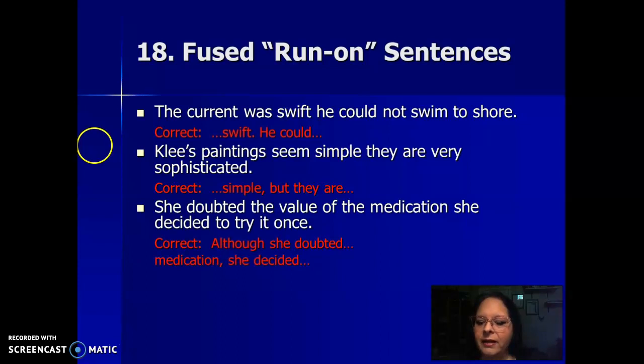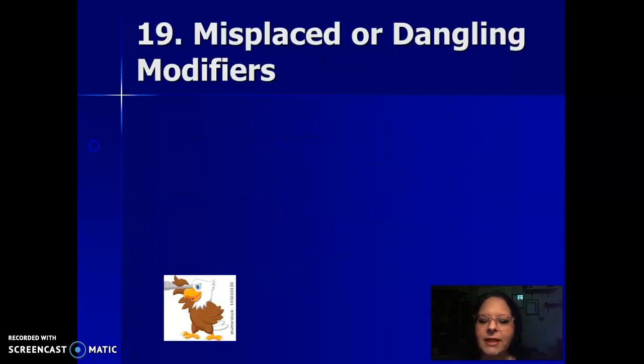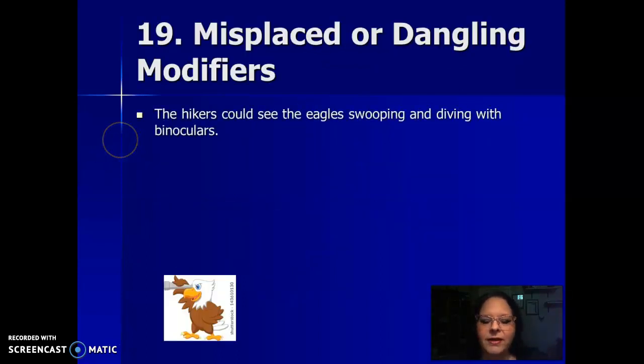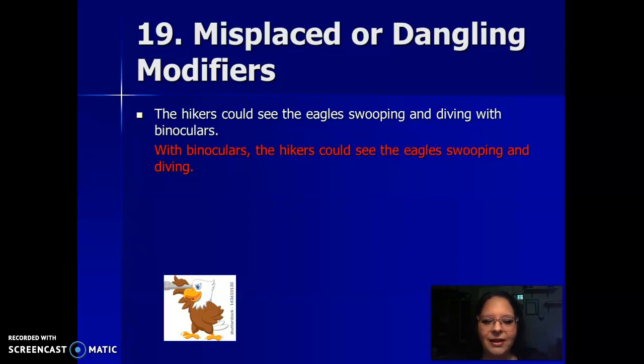Alrighty. Going on. Misplaced or dangling modifiers. I love this one. The hikers could see the eagles swooping and diving with binoculars. Well, how did the eagles get your binoculars? Because the eagles swooping and diving with binoculars, that swooping and diving is the eagles. Binoculars are with the hiker. So you have to make sure what you're talking about belongs with it. So with binoculars, the hikers could see the eagles swooping and diving. So now the hikers are the ones with the binoculars.